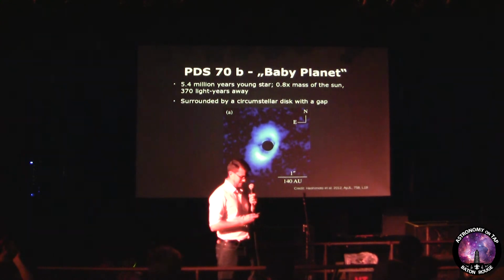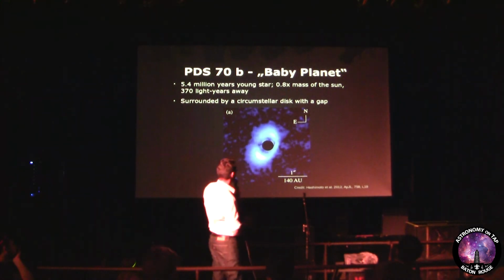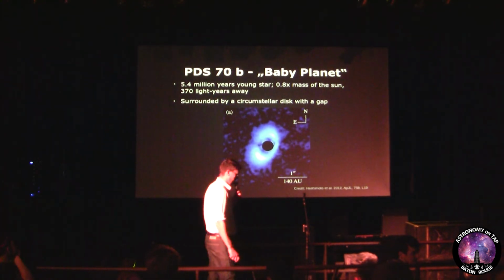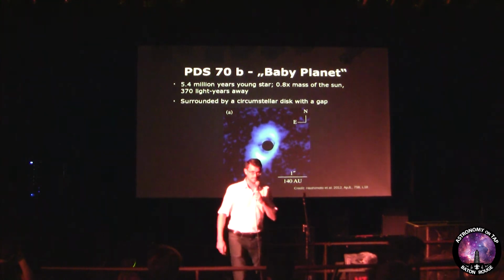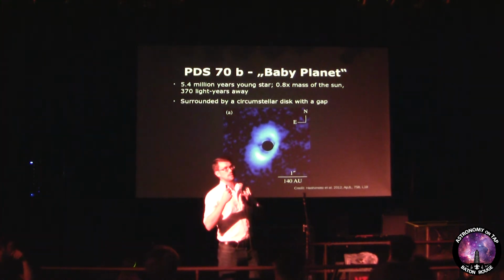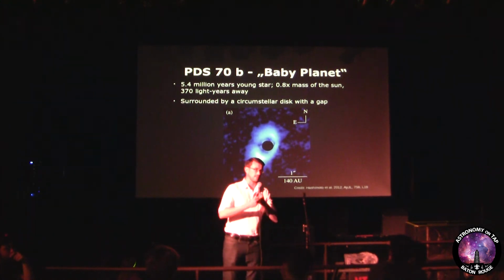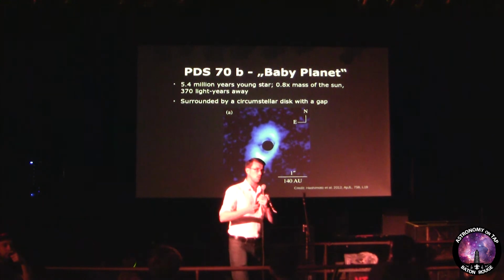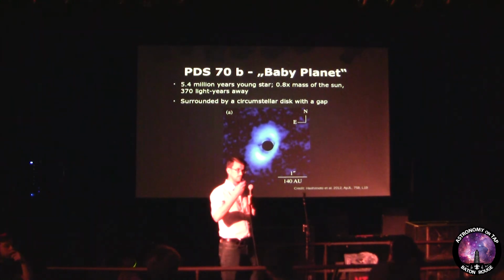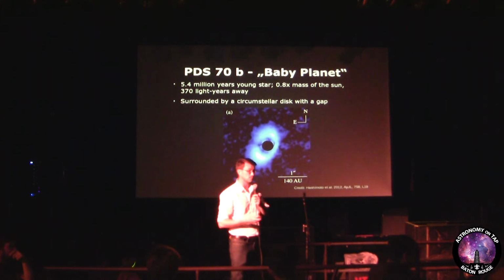PDS-70, the star itself, it's a very young system. So it's only 5.4 million years young. It's a little bit less massive than our sun, and it's 370 light years away. And for a long time, we know that it's surrounded by a circumstellar disk, and that this disk has a large gap, so an area which is void of gas and dust mostly, which is a sign of ongoing planet formation. So it's an interesting target.